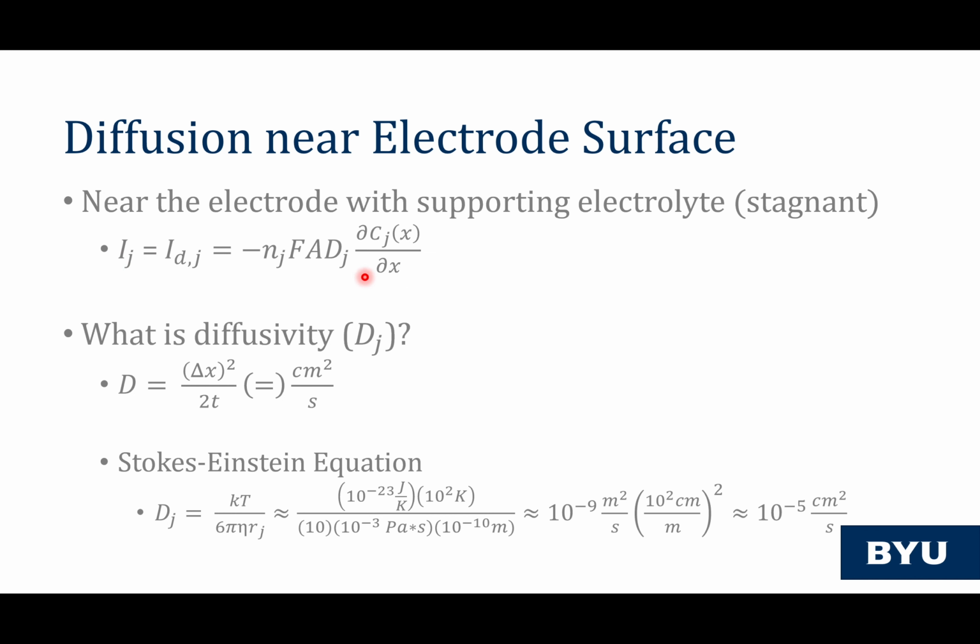analyte with a pretty simple mathematical expression where we have the number of electrons exchanged, Faraday's constant, the area, diffusivity, and then our gradient of concentration. That's something that we can solve with differential equations. So, that's one reason why supporting electrolyte is incredibly important if you want to be doing electroanalytical chemistry.